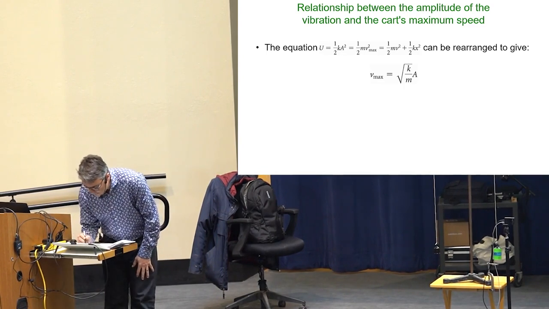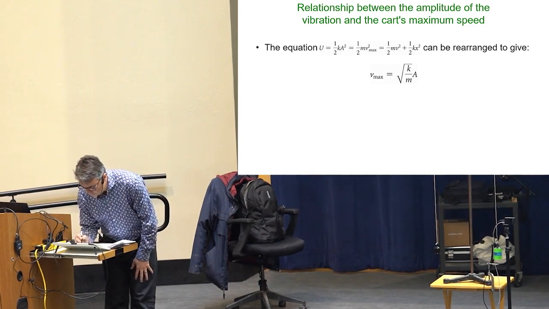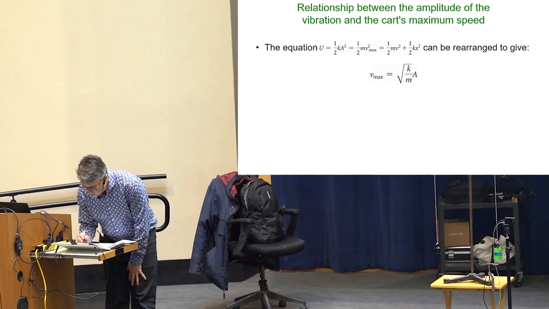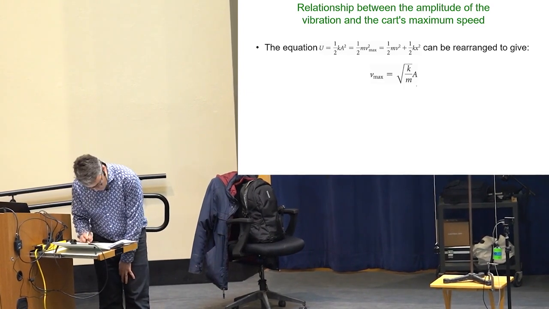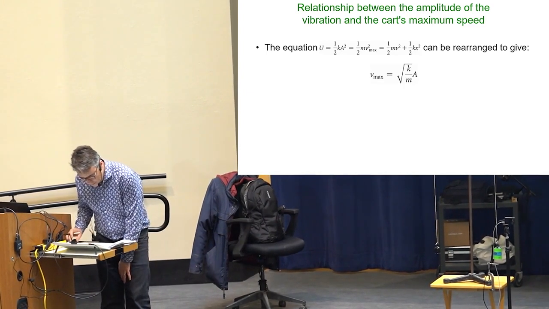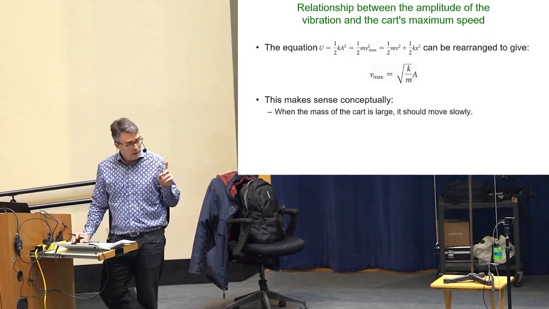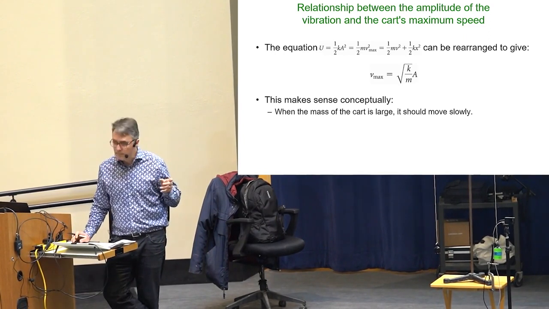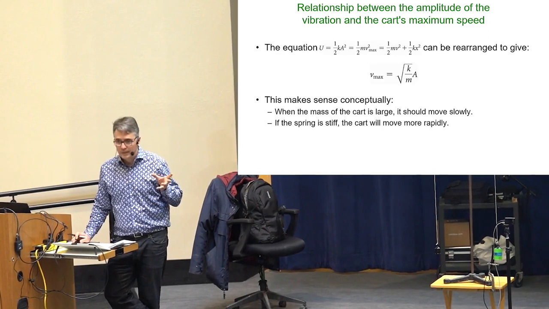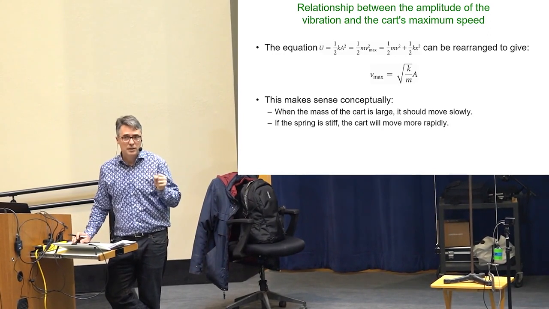You know that 1/2 k A squared equals 1/2 m v max squared. So you can rearrange that and get that Vmax is square root of k over m times A. And that kind of makes sense, because if you got a larger mass cart, it moves more slowly. And if you got a stronger spring, it's going to kind of speed it up.